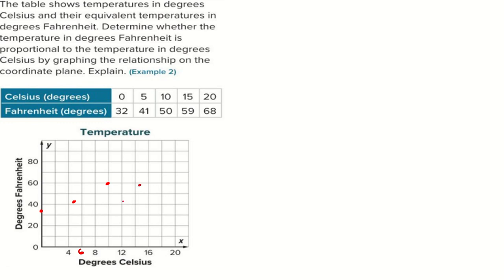Yes. Now no need to draw the other one, because you see it is not in a straight line like this. It is moving like this. Yes. So it is not proportional. Also you can check from here. 0 multiplied by any number cannot give you 32. So for x equal to 0, y is not equal to 0. So definitely it is not a proportional relationship.